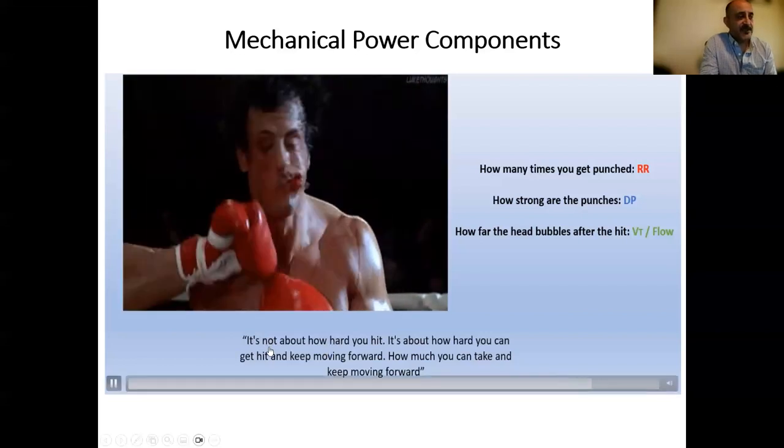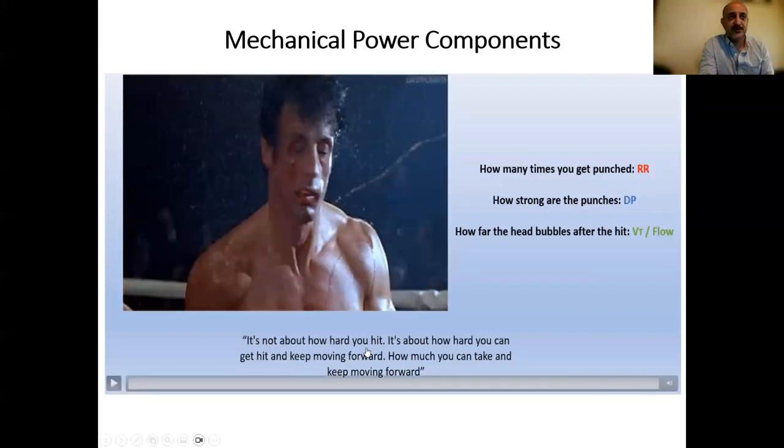And as he said in the next movie, it's not about how hard you hit. It's about how hard you can get hit and keep moving forward. How much can you take and keep moving forward? The same applies to our lung. How much can our lung withstand the hit, or the power it's getting, with every single breath? So by this, you can understand that higher driving pressure will cause high mechanical power. High tidal volume and high inspiratory flow will cause high mechanical power, and how many times you breathe, or the respiratory rate the ventilator applies, can influence the mechanical power.